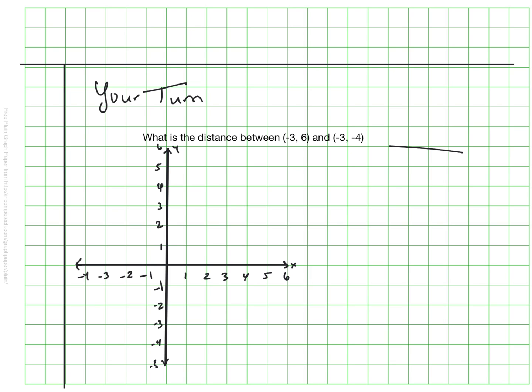For your turn, you're going to find the distance between the points negative 3, 6 and negative 3, negative 4. I have a four-quadrant graph here. If you want to use that, you're welcome to draw that and plot them to see the distance, or you could look at the absolute values and decide it that way.